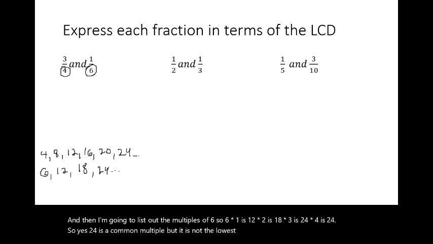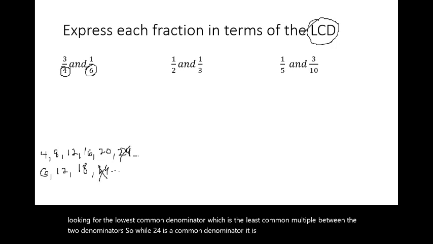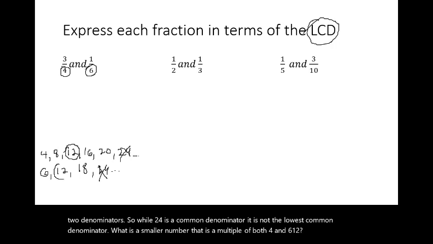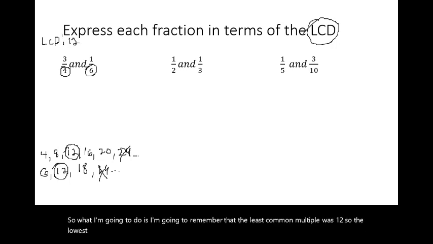And we are always looking for the lowest common denominator, which is the least common multiple between the two denominators. So while 24 is a common denominator, it is not the lowest common denominator. What is a smaller number that is a multiple of both 4 and 6? 12. So I'm going to remember that the least common multiple was 12, so the lowest common denominator is going to end up being 12.